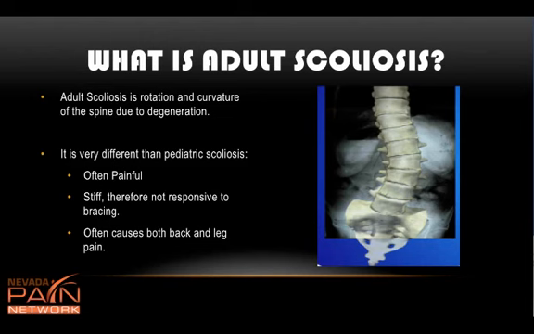It's stiff because as we get skeletally mature into adulthood, you start to lose that flexibility of our spinal curves, and it often causes both back and leg pain. Pediatric scoliosis causes pain in less than 20% of individuals, and it's usually not that severe. Adult scoliosis is very different.